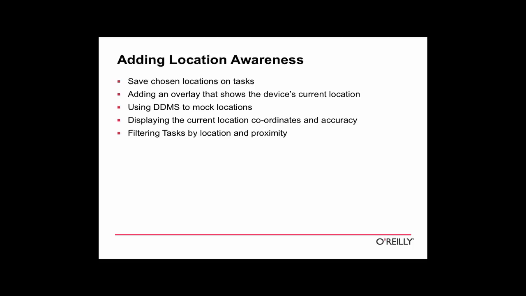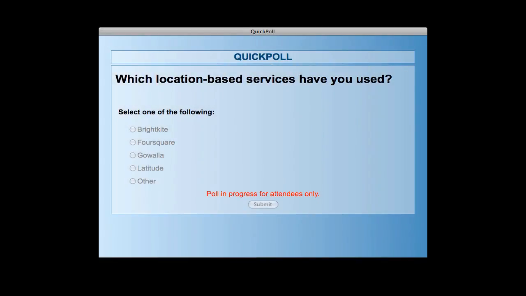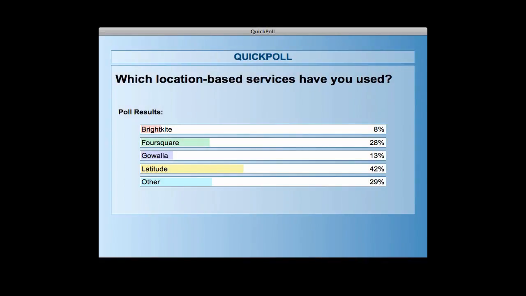Let's run that first poll. Which location-based services have you used? And then there's a list: Brightkite, Foursquare, Gowalla, Latitude, or other. And I'm going to share the results. Latitude out in the lead. Wow. Foursquare coming around the bend.